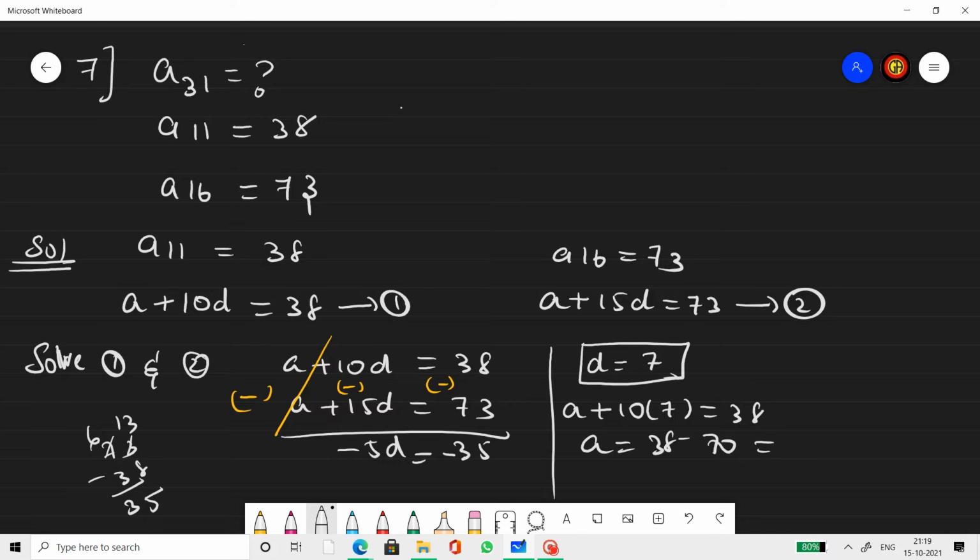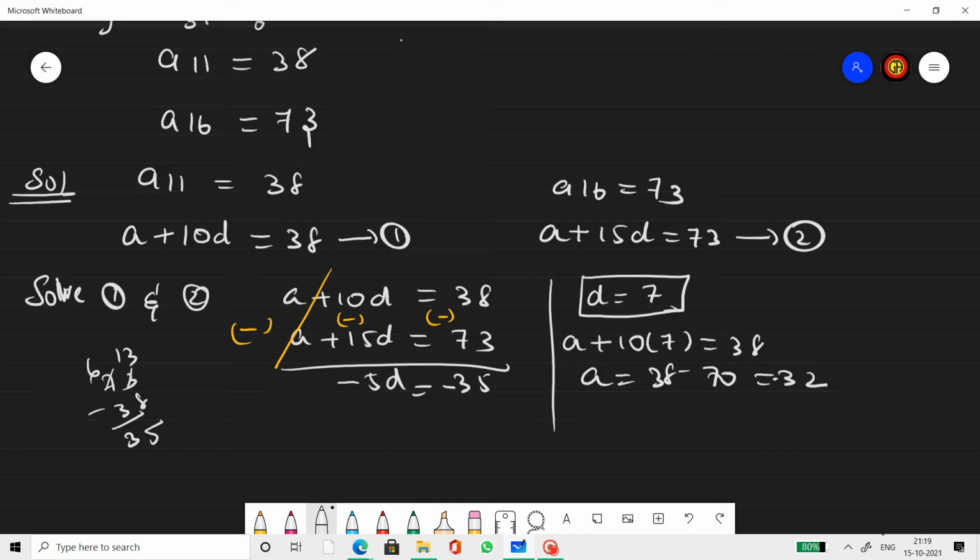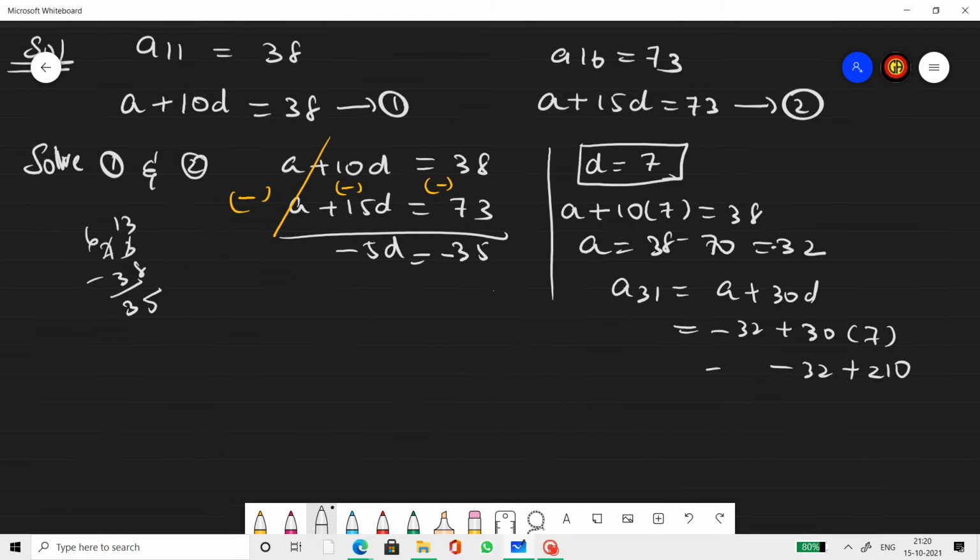which is minus 32. So once you find the A value, now find A31. So A31 is nothing but A plus 30 times D, and A value is minus 32 plus 30 into D value, which is 7. So minus 32 plus 210. So 210 minus 32, 178.